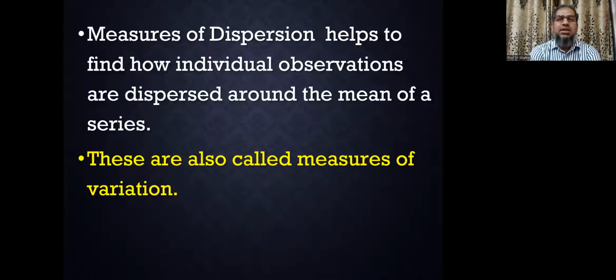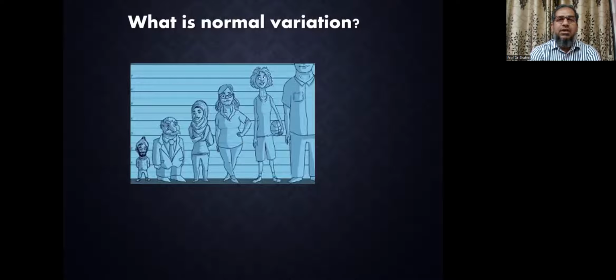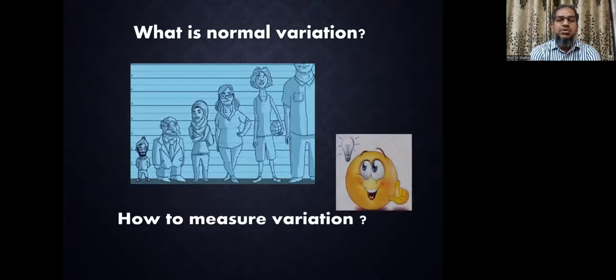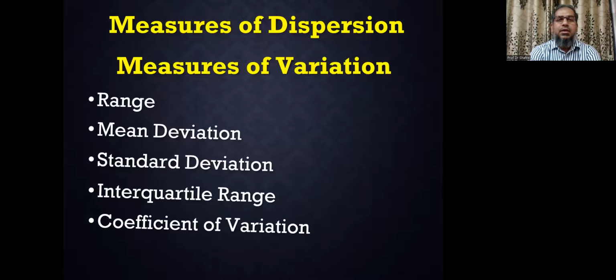Sometimes in the theory exam, they ask you a short note for 3 marks, or in the practical examination, they ask you to calculate 1 or 2 or 3 measures of dispersion. So let us see how we can go for the calculation of the variation. What do you mean by normal variation, and how are we supposed to measure the variation in the observations? In this video, we are going to see about the measures of dispersion.